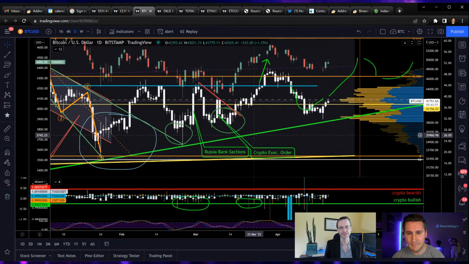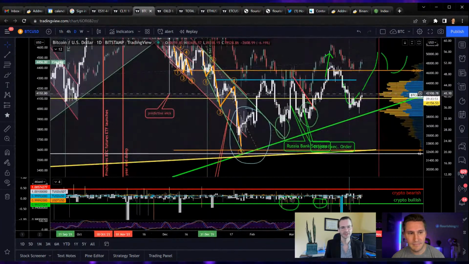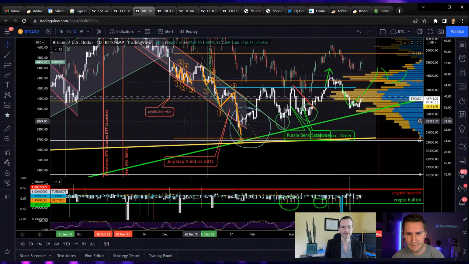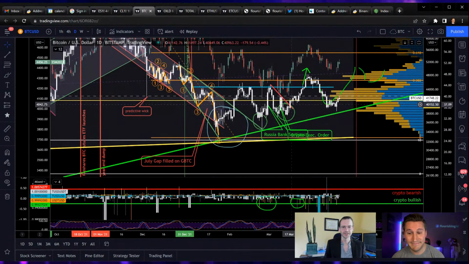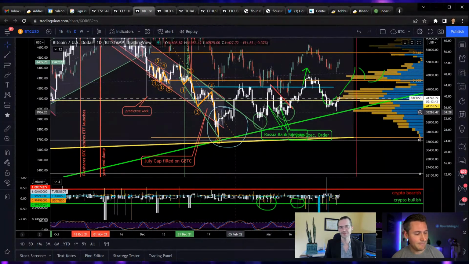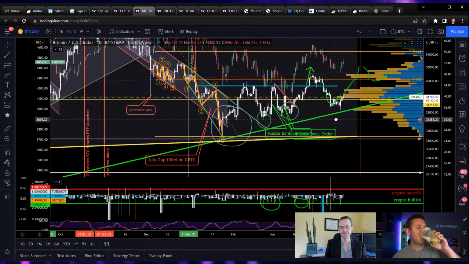This is all accumulation though. Take a look at the big picture. This is a whole bunch of whales accumulating. It pumps a little bit, comes back down, they accumulate more. Pumps a little bit, they accumulate more. Yeah, I've seen this type of situation play out many times in the past.